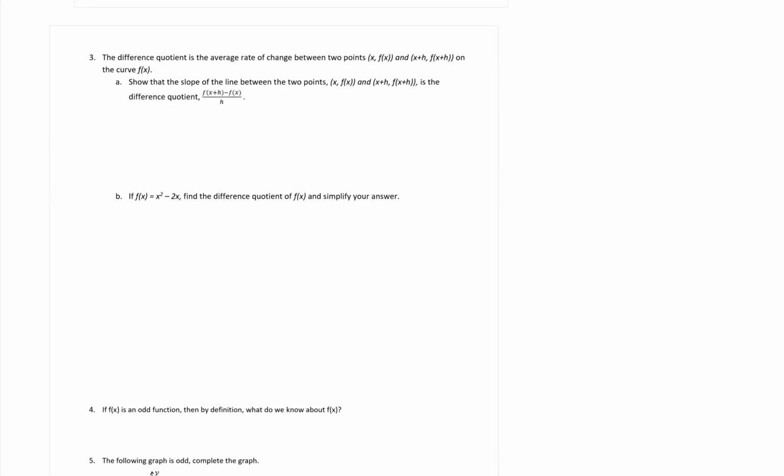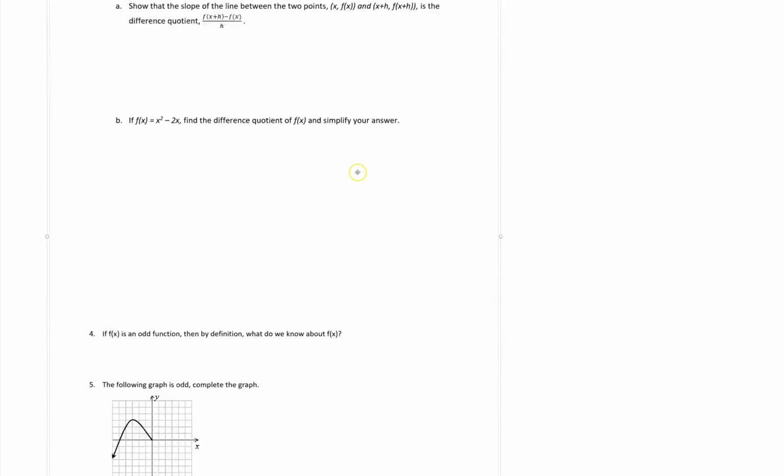Okay, so the next problem we're given says the difference quotient is the average rate of change between two points, (x, f of x) and (x plus h, f of x plus h), on the curve f of x. Show the slope of the line between these two points that I just gave you is the difference quotient, which is the numerator f of x plus h, minus f of x. That whole quantity I gave you is all over h.